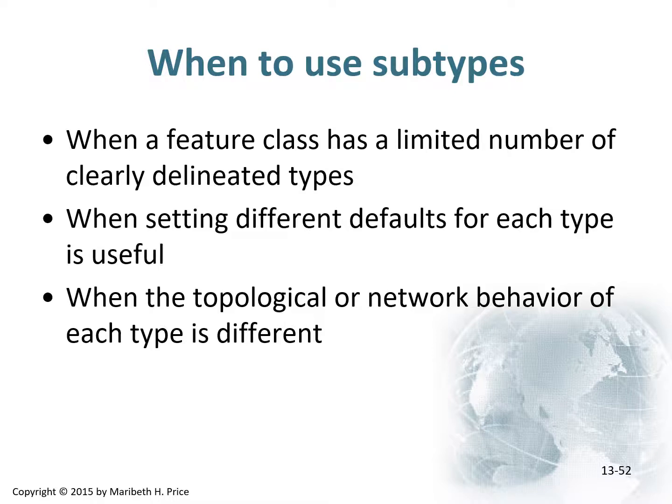So let's apply this concept theoretically to roads. When the number of types of roads is clearly identifiable: primary, secondary, highway. When it's useful to differentiate between these types, yeah, that's useful. And when the topological or network behavior of each type is different.